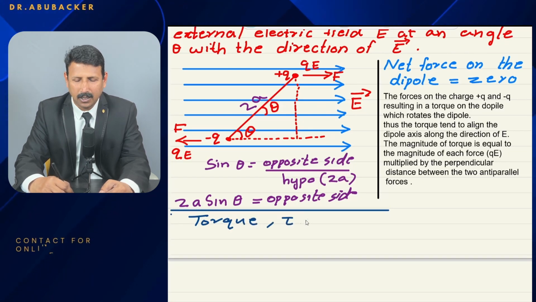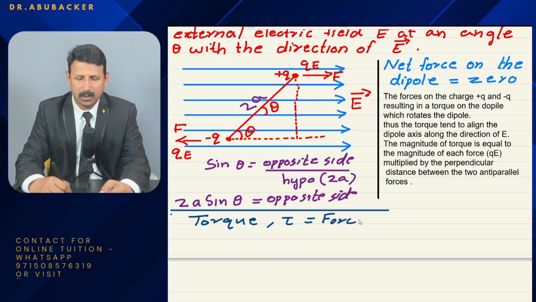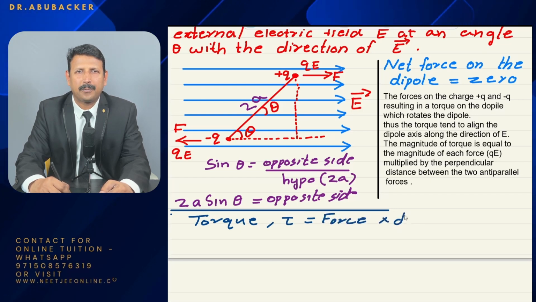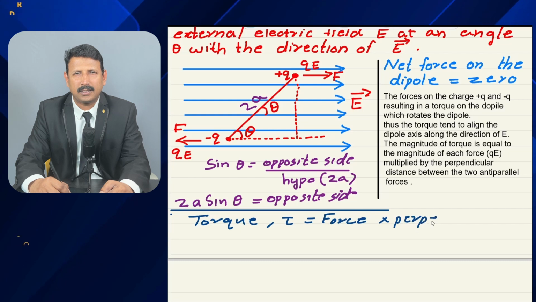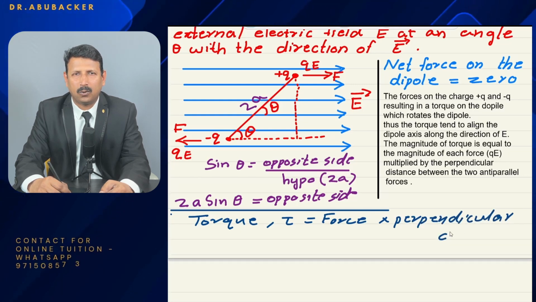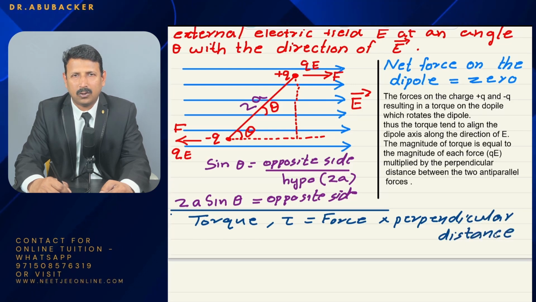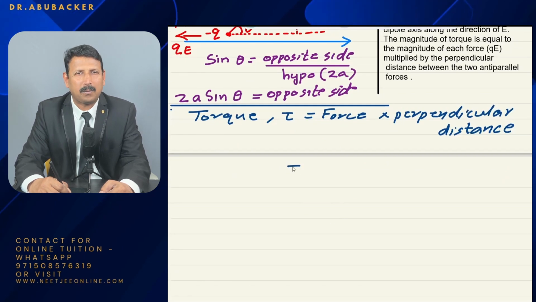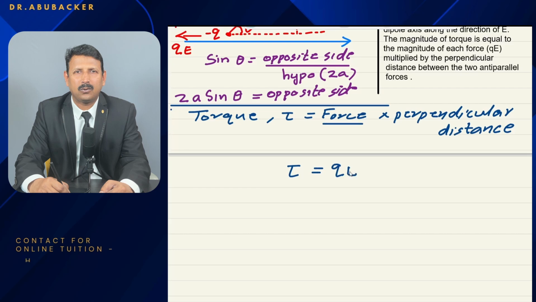So let me finish this. Torque, whose symbol is tau, is equal to force into distance, or exactly, perpendicular distance. Look into the diagram and identify what the force is here. There are two forces, you need only any one force and only its magnitude, so no need to look into plus QE or minus QE, write the modulus symbol or just write directly QE.